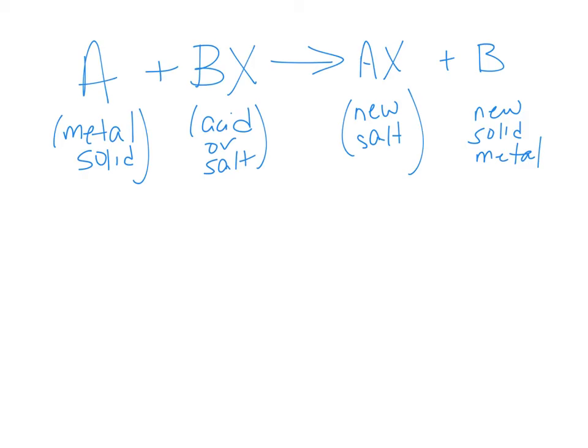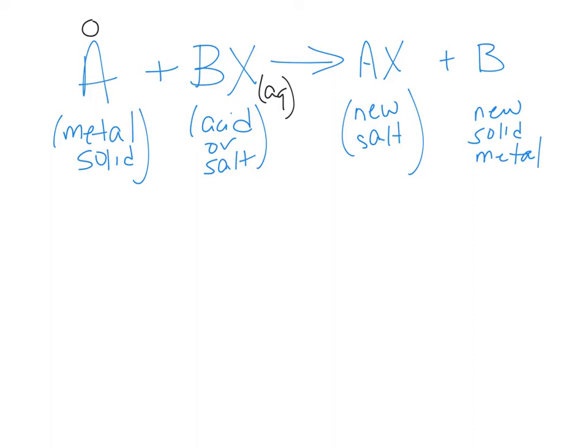So go ahead and copy this down. This is the format. You start with a solid metal, I'm calling that A, it's generic. You're going to mix it with an acid or a salt, so this is something that's aqueous, whether it's the acid or the salt. And then they're going to react, and you will get a new salt and a new solid metal. And what happens is this metal over here has an oxidation number of 0.